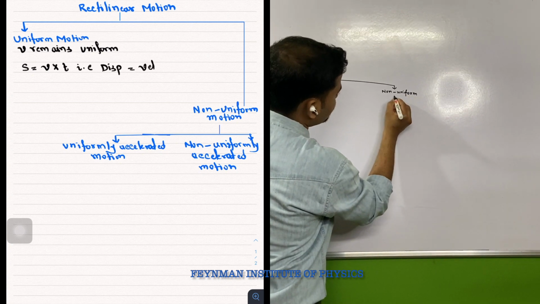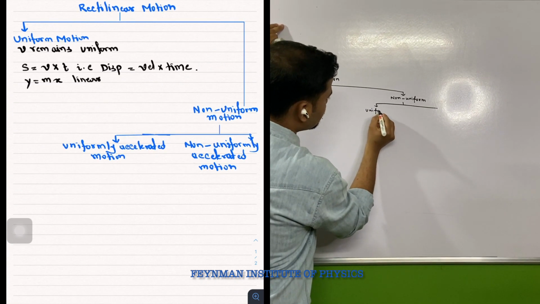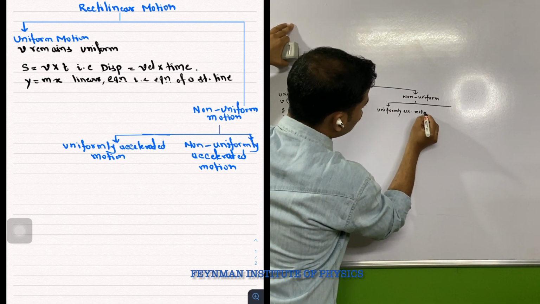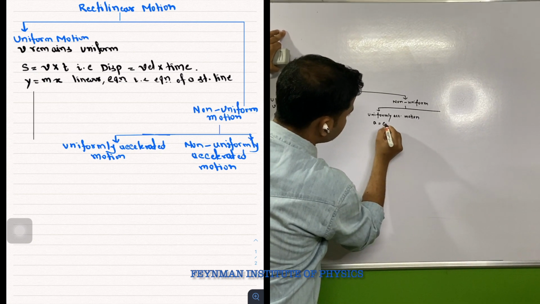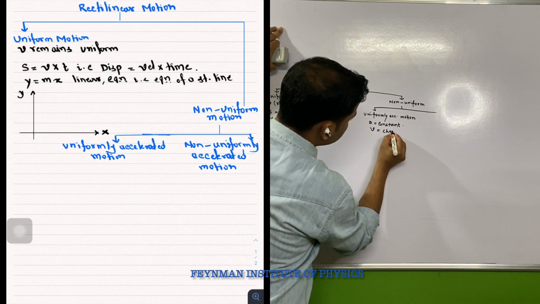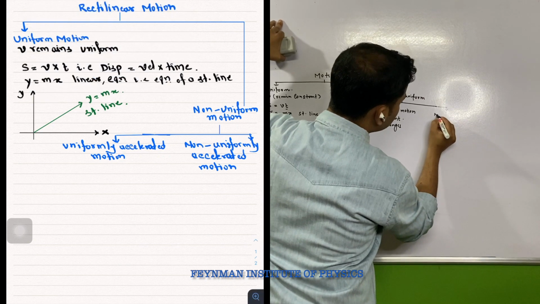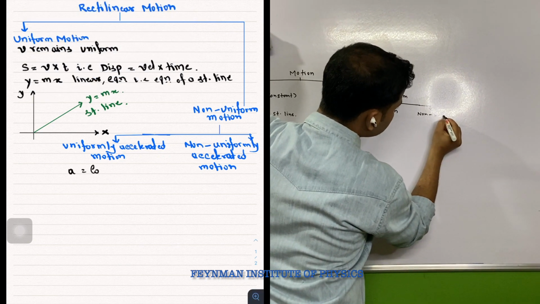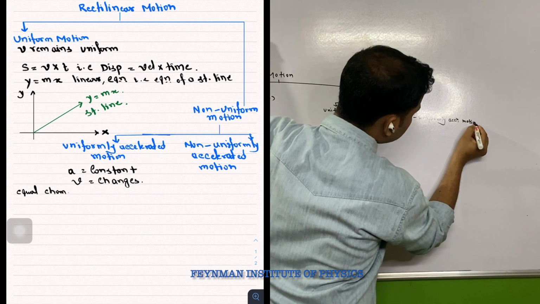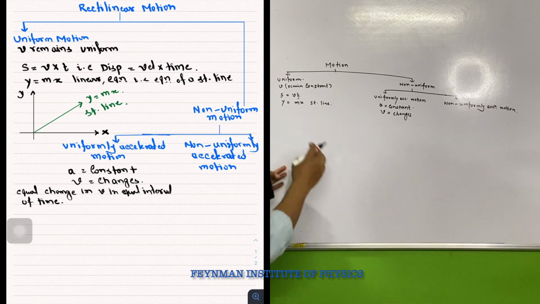Now this non-uniform motion is of two types. The first one is uniformly accelerated motion, where acceleration remains constant and v changes with time. And the second kind of motion is non-uniformly accelerated motion. Now we are yet to see this kind of motion actually. So basically right now we will study about these two things.